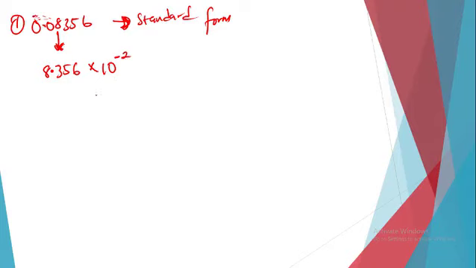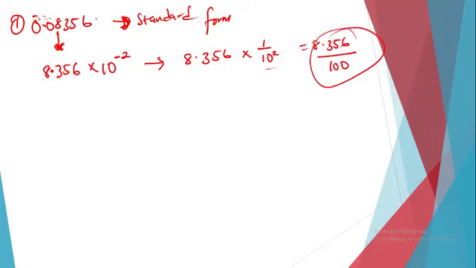Now this is the same thing as saying 8.356 times 1 over 10 raised to power 2, and 1 times this will give us 8.356 all over 100, since 10 raised to power 2 is 100, and when you divide this, then you get our original equation.